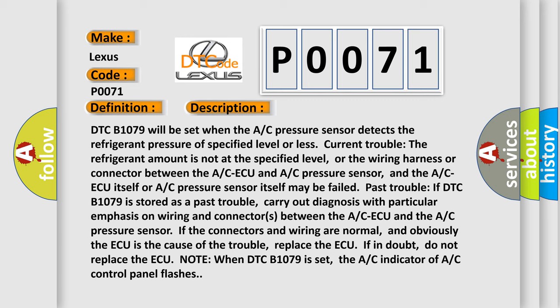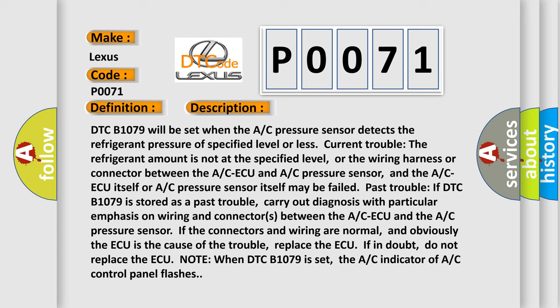Carry out diagnosis with particular emphasis on the wiring and connectors between the ECU and the AC pressure sensor. If the connectors and wiring are normal and the ECU is obviously the cause of the trouble, replace the ECU. If in doubt, do not replace the ECU. Note: when DTC B1079 is set, the AC indicator of the AC control panel flashes.